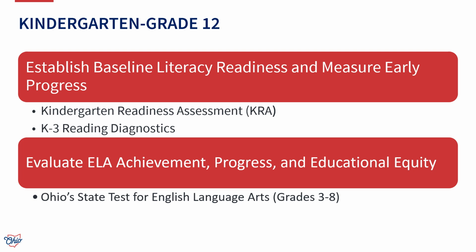When looking at kindergarten through grade 12 data, consider the following: establishing baseline literacy readiness and measuring early progress. The Kindergarten Readiness Assessment, or KRA, can be used to create a baseline for literacy skills as students enter school. Districts and schools can monitor student progress from kindergarten onward and use this data to prioritize intervention efforts for students entering with identified literacy gaps.